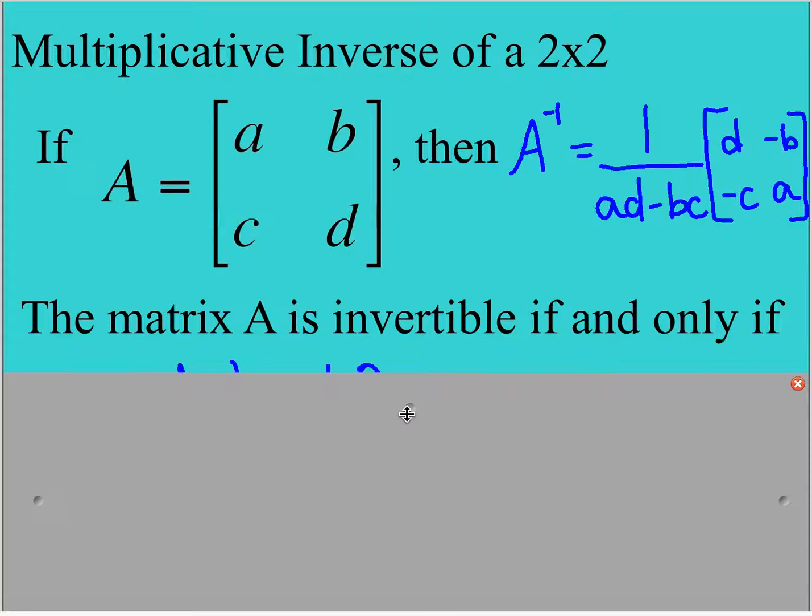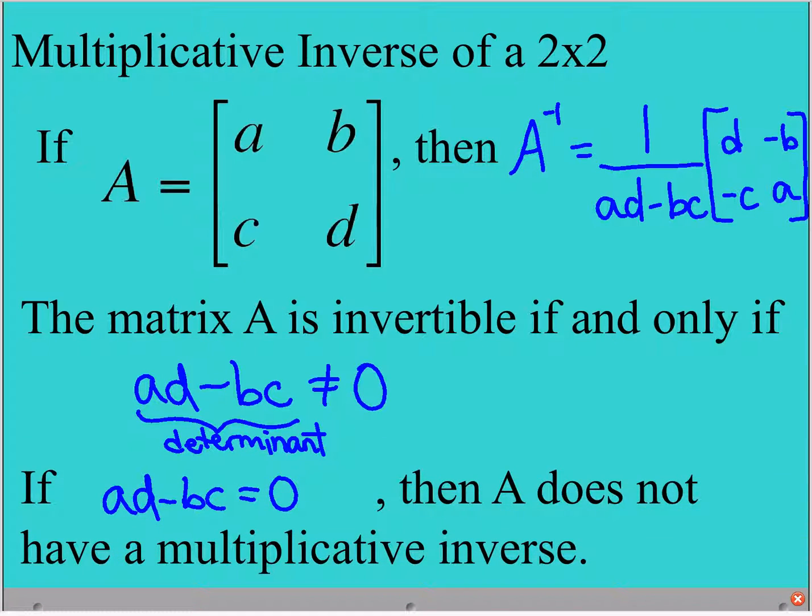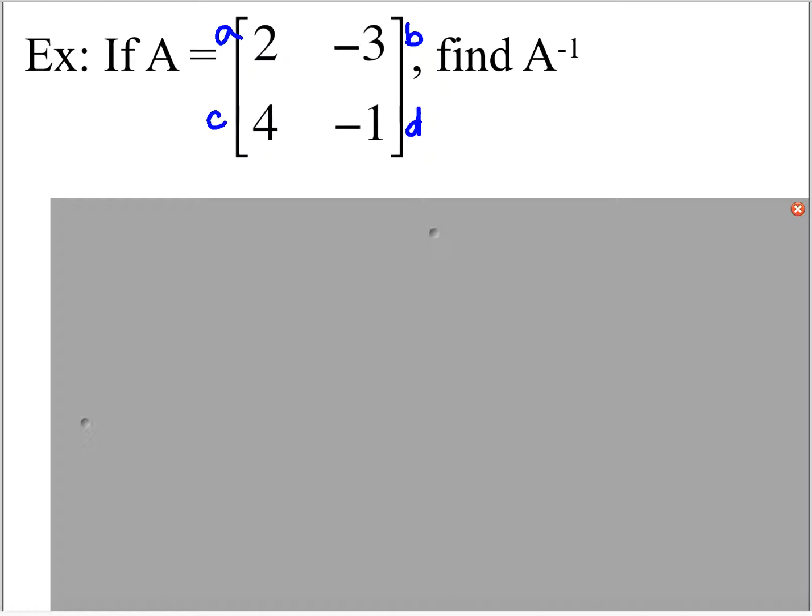That bottom part is called the determinant, and a matrix is invertible, meaning it has an inverse, if and only if this determinant doesn't equal 0, because this is 1 divided by the determinant. We can't divide by 0, and so that can't equal 0 in order for this matrix to have an inverse. If it does equal 0, then matrix A does not have an inverse.